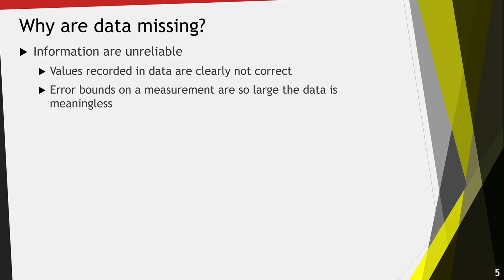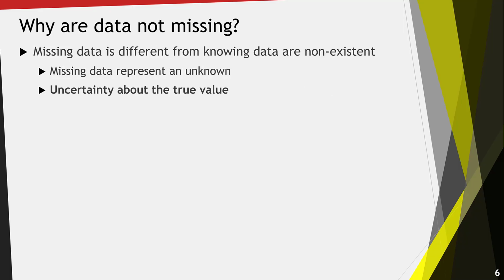The values recorded in the data are clearly not correct, or possibly the error bounds on a measurement are so large that the data is actually meaningless. But missing data are different from knowing that data are non-existent. Missing data represent an unknown, where you don't know the true value of a variable. Contrast this to non-existent data, where you know the value, and it's that the data do not exist.